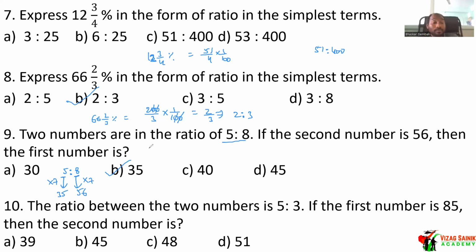Don't be confused, guys. Next, the ratio between the two terms is 5 is to 3. The first number is 85, then the second number. But look, the first is 5 parts. If 5 parts is 85, how much is 3 parts? Divide 85 by 5. 5 1s are 5, 35, 5 7s are 35, so it is into 17, meaning 17 times. So 3 into 17, 3 17s are 51. The answer is 51. There is nothing here, ratio is a comparison between quantities. If you understand that, then it is easy.